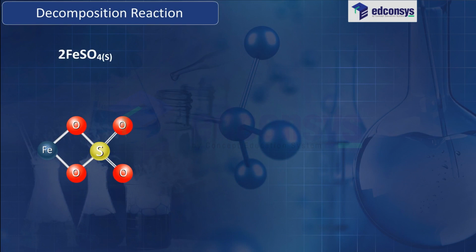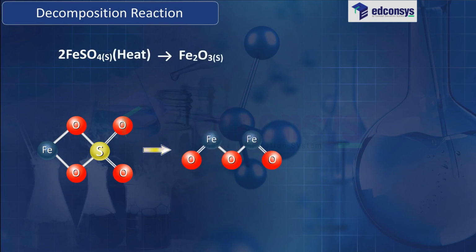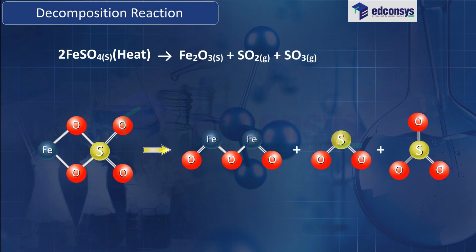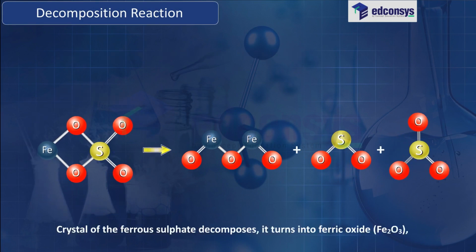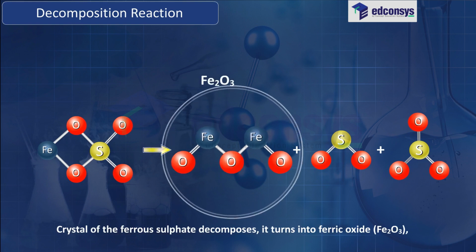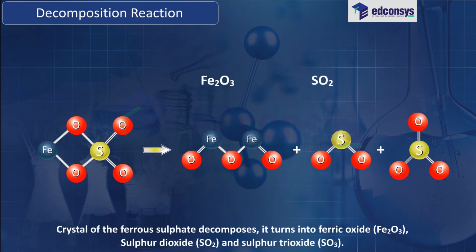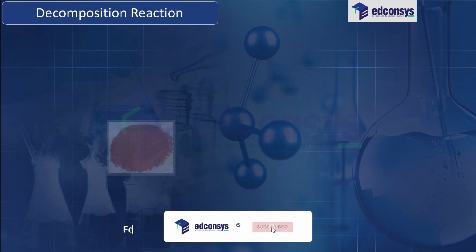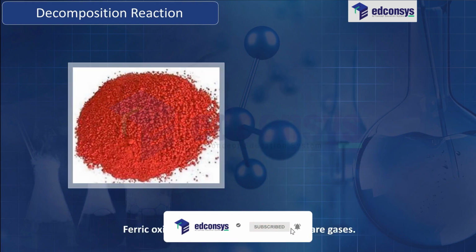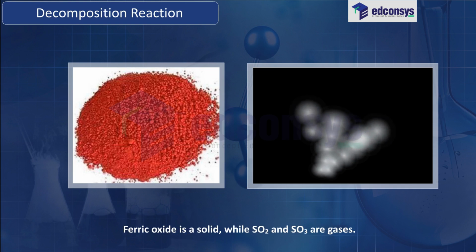2FeSO4(s), in the presence of heat, gives Fe2O3(s) + SO2(g) + SO3(g). Crystals of ferrous sulfate decompose. It turns into ferric oxide, sulfur dioxide and sulfur trioxide. Ferric oxide is a solid, while SO2 and SO3 are gases.